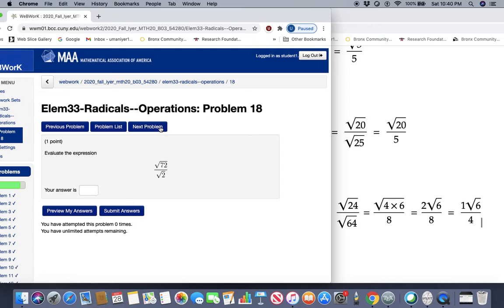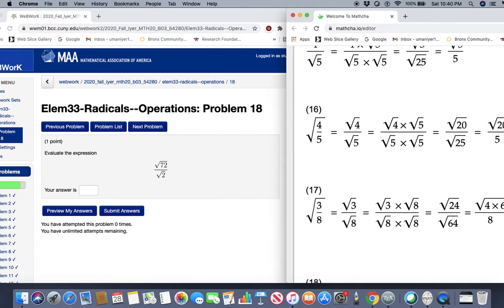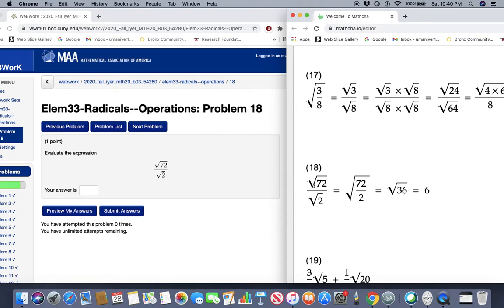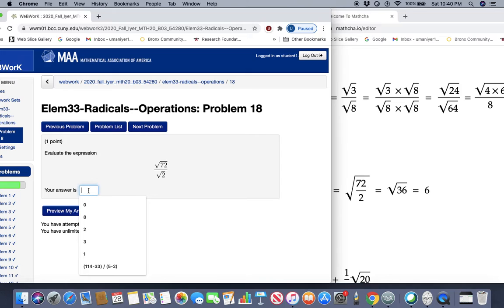Next, square root 72 over square root 2. Well, you combine it in one square root, 72 over 2. That is square root of 36. 72 divided by 2 is 36. Square root 36 is 6.